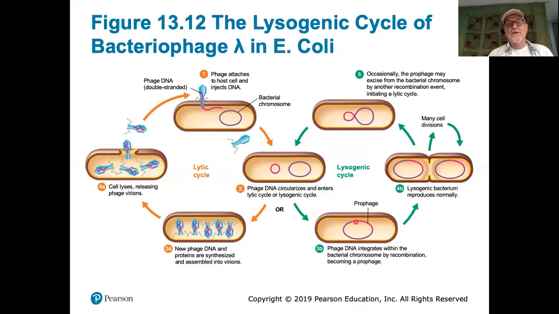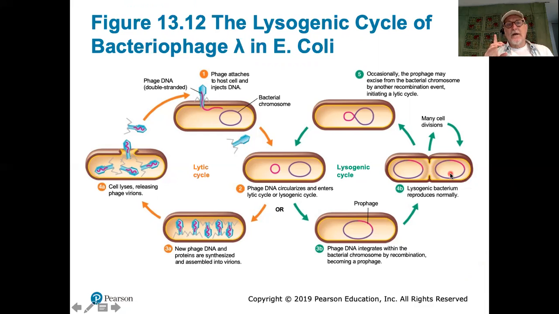Significance of the prophage is that whenever this host cell replicates, whenever it divides, it also replicates the prophage. So you can end up with many, many billions of copies of the prophage present in a population of bacterial cells before the virus actually replicates itself at all. This can go on for some time.